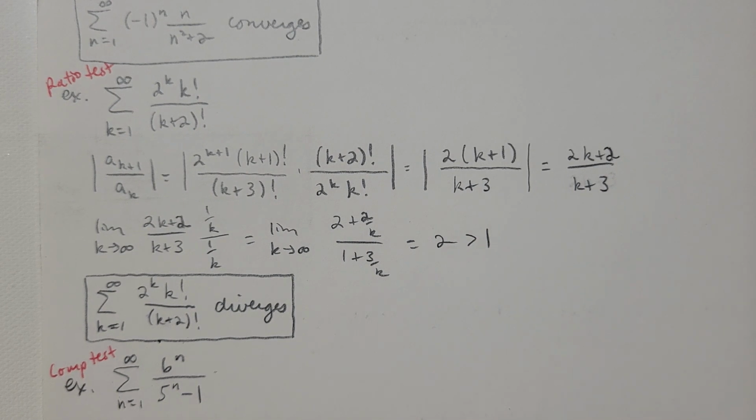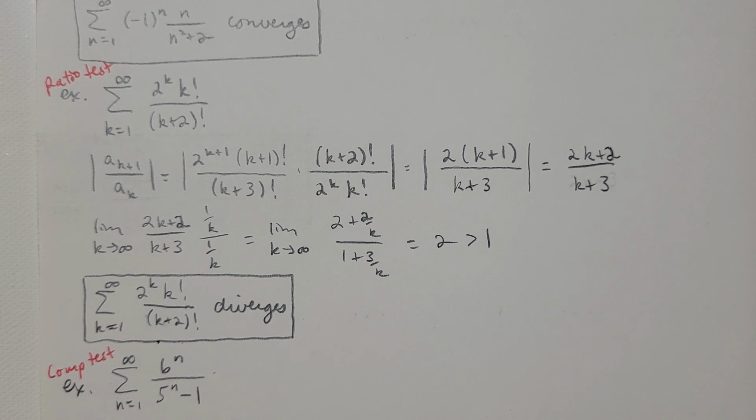Let's look at another example here. So I got the summation as k equals 1 to infinity of 2 to the k times k factorial divided by k plus 2 factorial. Okay, I see these factorial signs. I've also got a 2 to the k. That kind of gives me a hint that it's going to be a ratio test type situation.